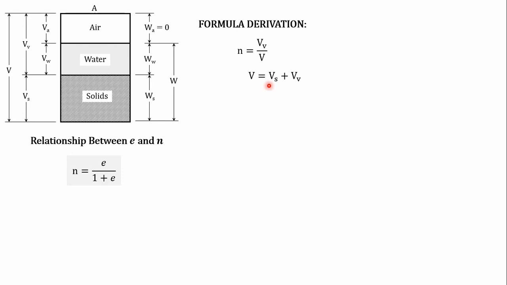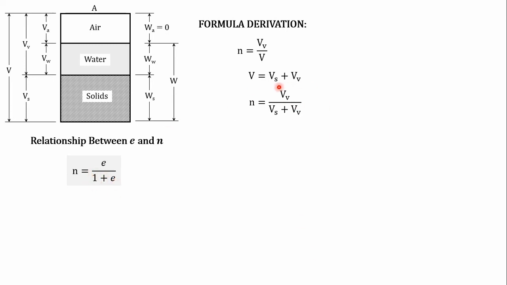Okay, and then substitute natin siya. So, may formula tayo na N is equal to Vv divided by Vs, 1 plus Vv. Okay? So, dito, ang aim natin is ganitong formula. Anong next step natin? Ang target natin is unahin natin yung denominator, no? So, 1 plus e.